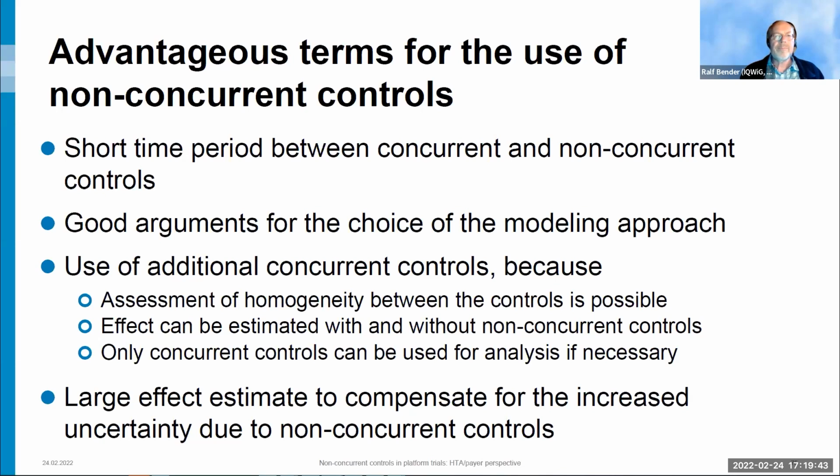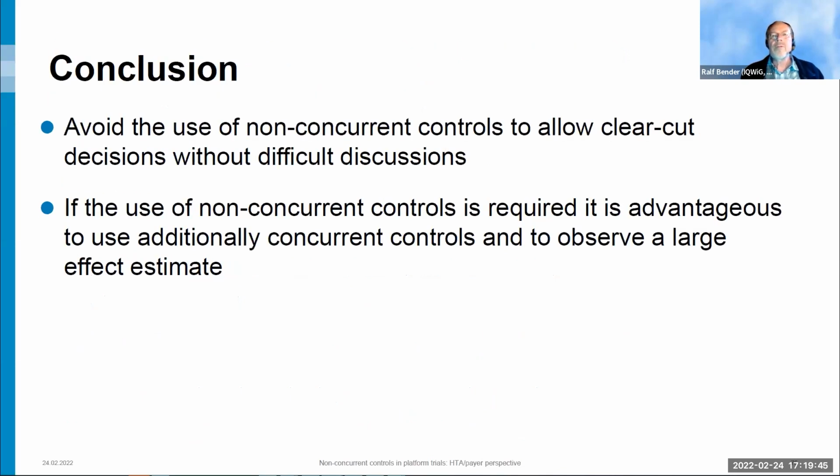Next slide, please. So conclusion, if you want clear-cut decisions without difficult discussions, avoid the use of non-concurrent controls. If you decide to use non-concurrent controls, you should also plan concurrent controls, and it's advantageous to observe a large effect estimate. Thank you for your attention.